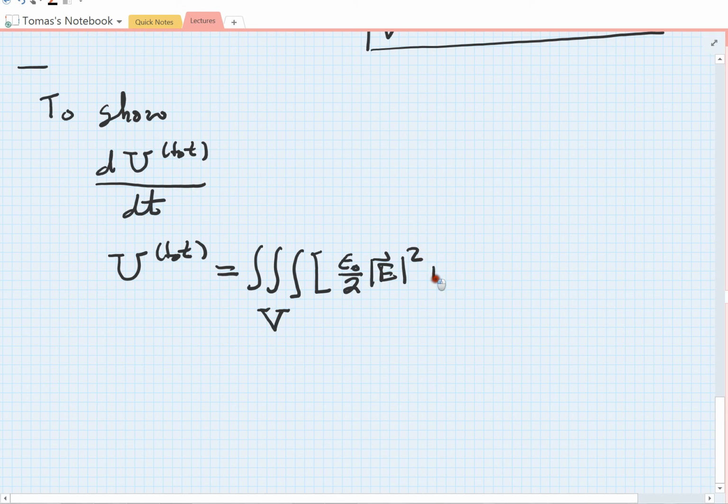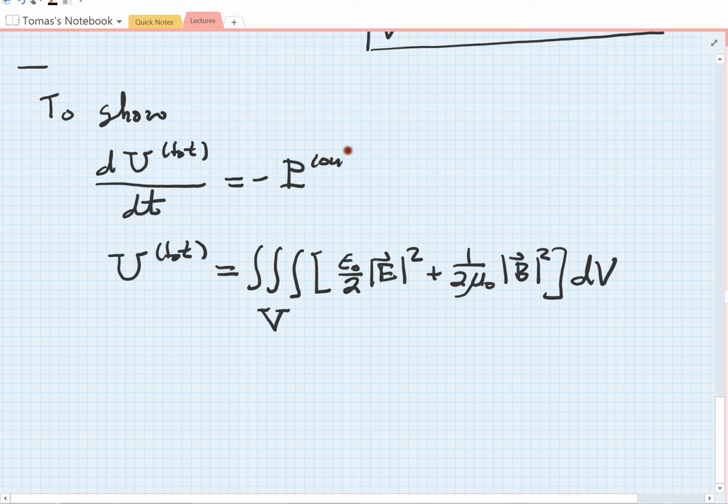That's the electric energy. The magnetic energy density we saw was very similar. It's 1/2, but mu naught is on the bottom, times the square of the magnetic field. And that integrated over our volume. If we take the time derivative of this, what we hope to get out, of course, is minus the power that we can account for that is coming out of our volume.